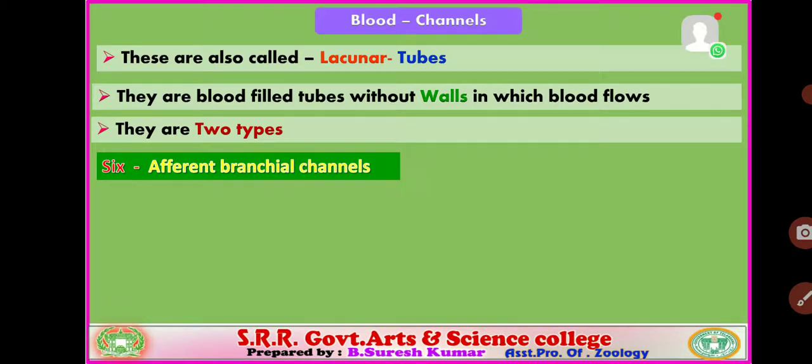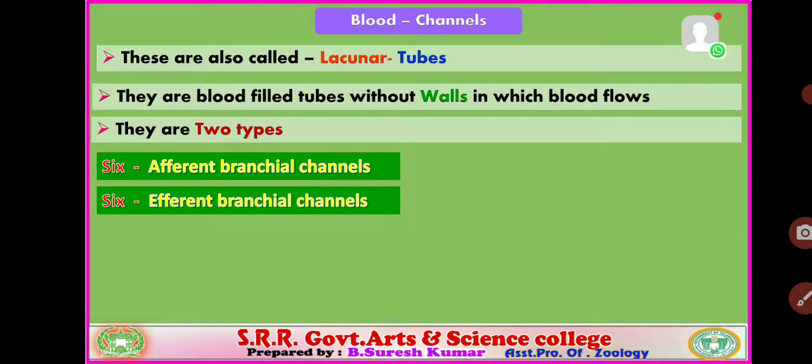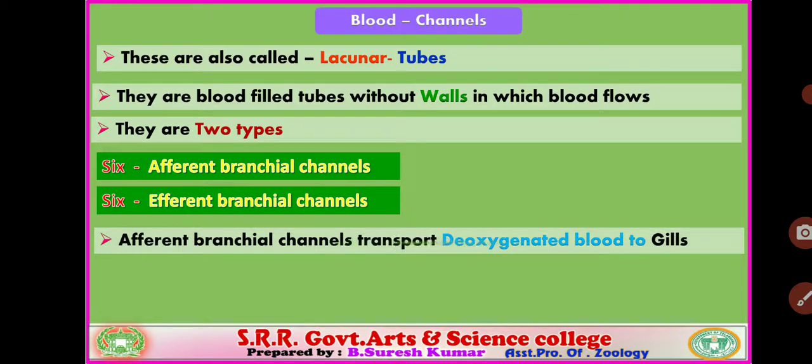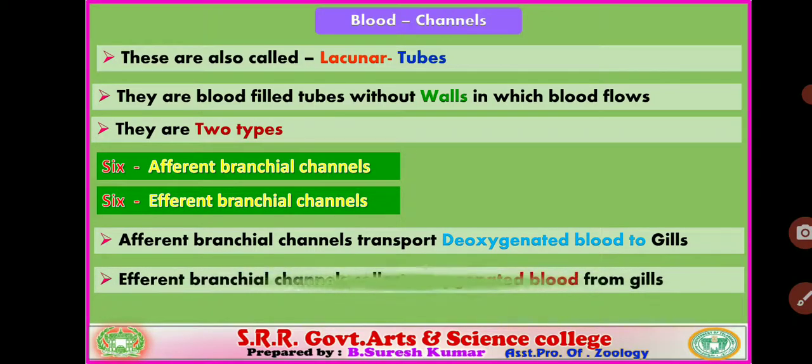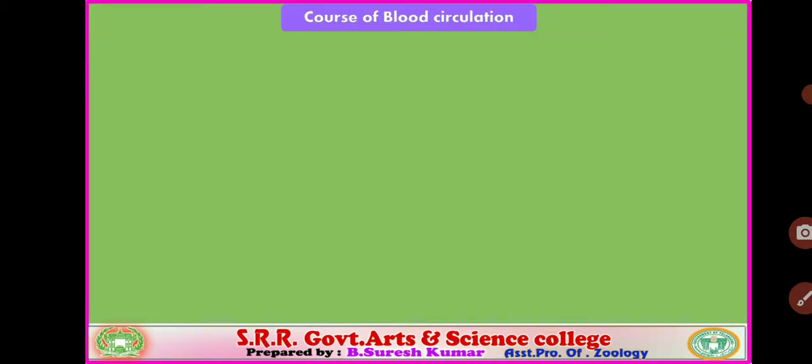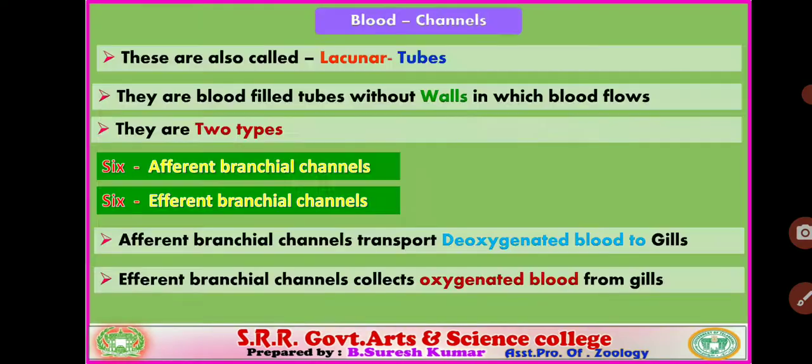The first one is the afferent branchial channel, and 6 afferent branchial channels are present. 6 efferent branchial channels are also present. Already we learned in the respiratory system about afferent and efferent branchial channels. The afferent branchial channels transport deoxygenated blood to gills. Efferent branchial channels collect oxygenated blood from gills. All these things we learned in the respiratory system.